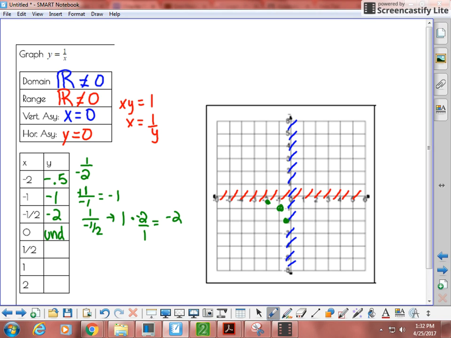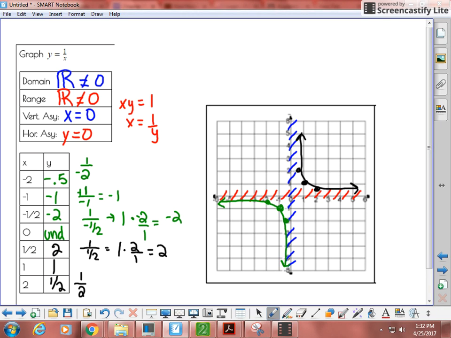All right, so now I'm going to make this side of my graph, because from this point forward, we're jumping to positive numbers. If I put in 1/2, I have 1 over 1/2, which is really 1 times 2 over 1, which is 2. So I go over a half and up 2. If I put in 1, 1 divided by 1 is 1. It's the ordered pair 1, 1. If I put in 2, 1 over 2 is a half. So I go over 2 and up a half. There's the other side of my graph.